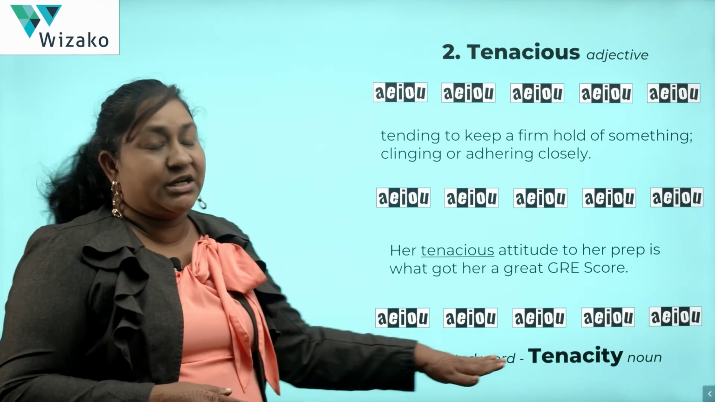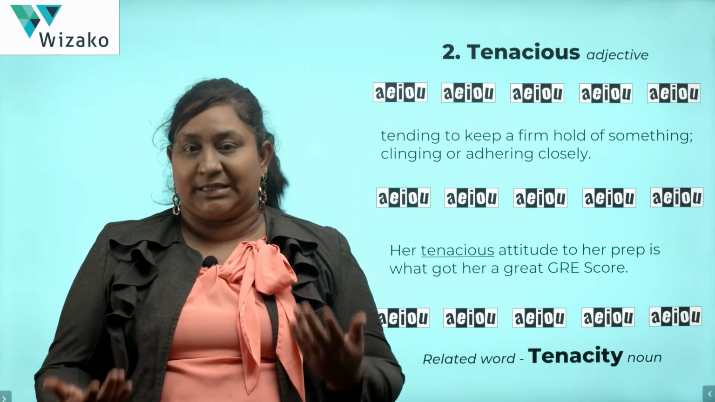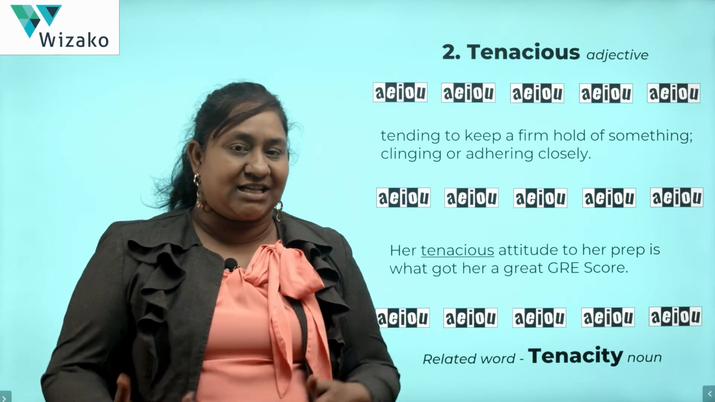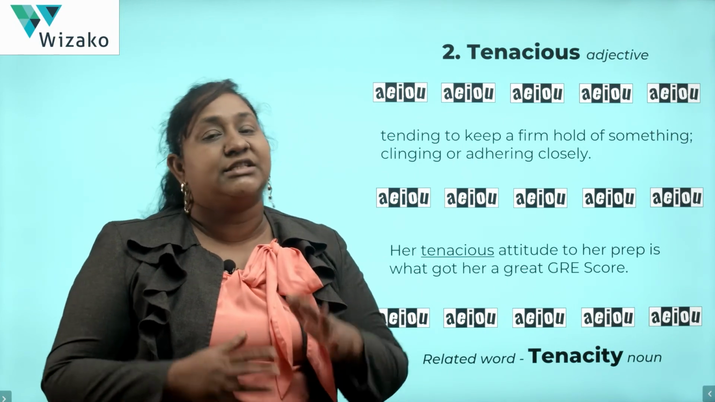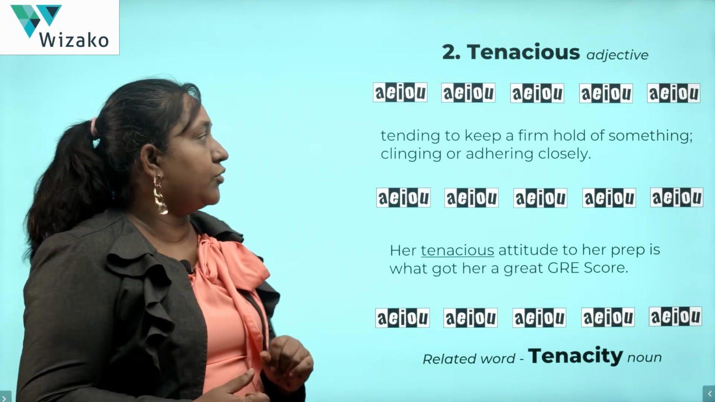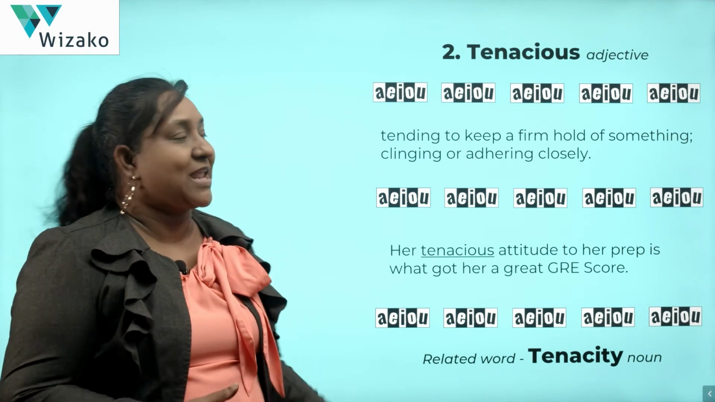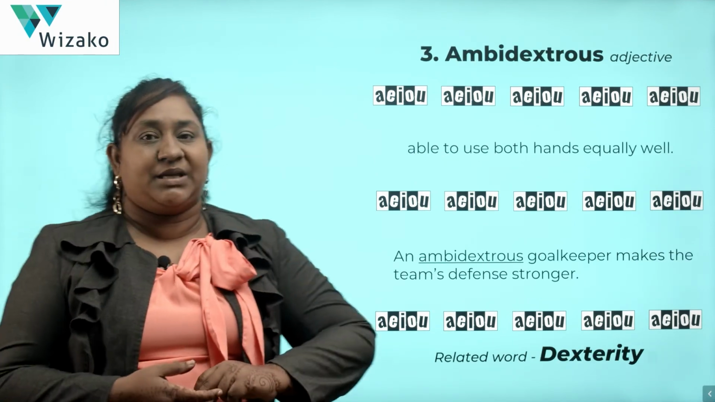A related word would be tenacity, which would be the noun form. To have tenacity is to have the willpower, to have the persistence, to keep going, to keep holding on to what we want. The last word is ambidextrous.